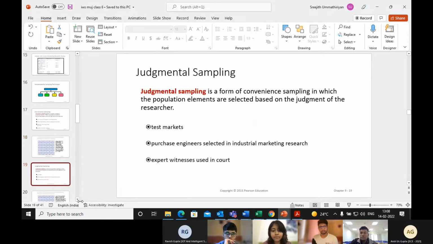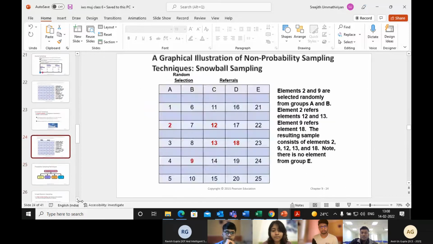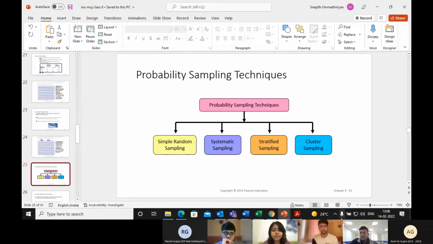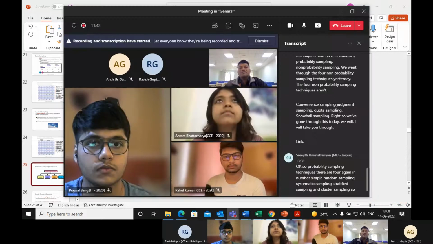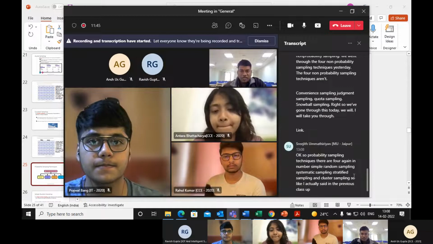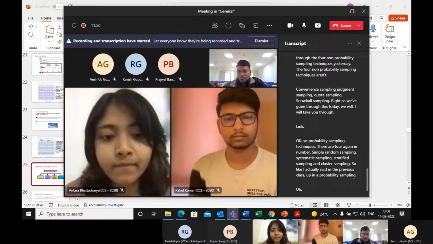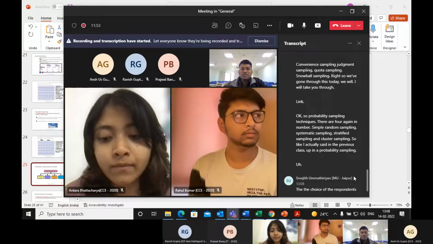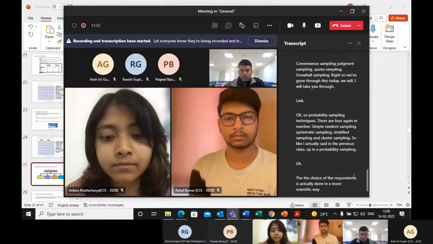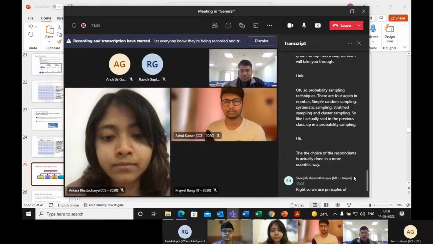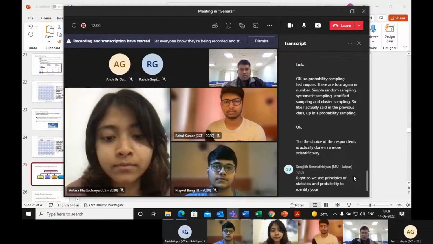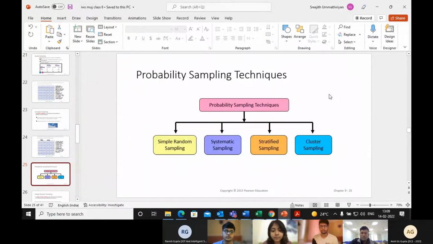Today I'll take you through probability sampling. Okay, so probability sampling techniques, there are 4 again in number: simple random sampling, systematic sampling, stratified sampling, and cluster sampling. Like I had said in the previous class, in probability sampling, the choice of the respondents is done in a more scientific way, right? So we use principles of statistics and probability to identify your respondents. All right. So there are several ways in which you can do it.